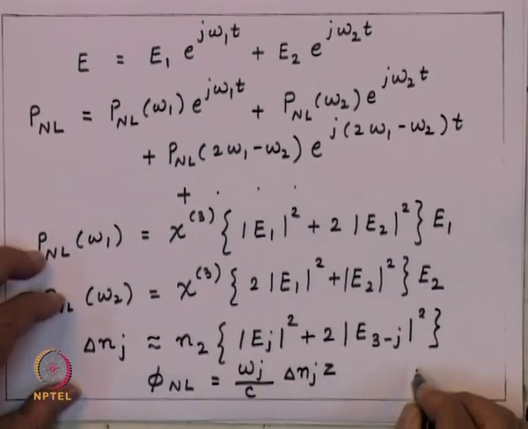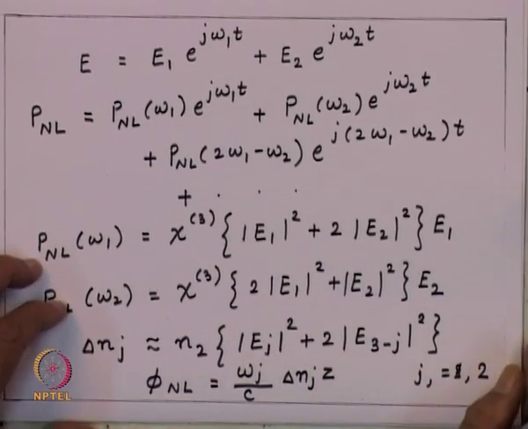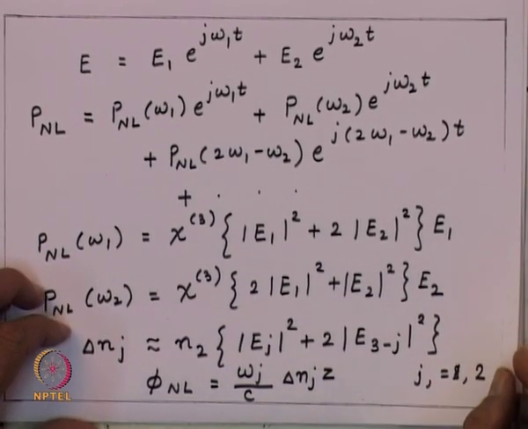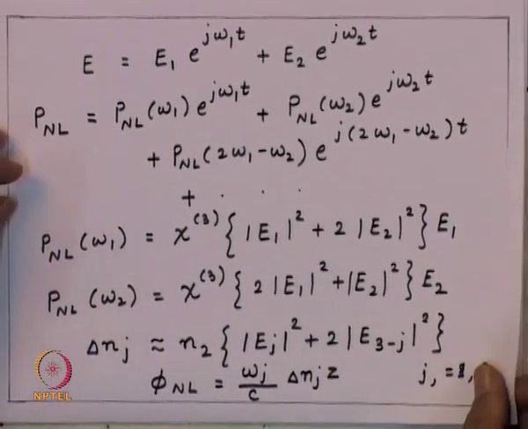So, here j could be 1 or 2. So, if I put j equal to 1, this is E1 square plus 2 times (3 minus 1), which is E2 square, and if I put j equal to 2, this will be E2 square plus 2 times E1 square. So, this phenomena is what is called the cross phase modulation.